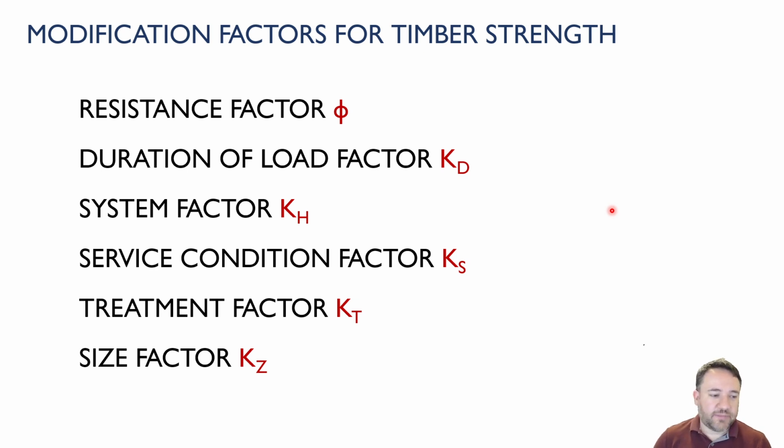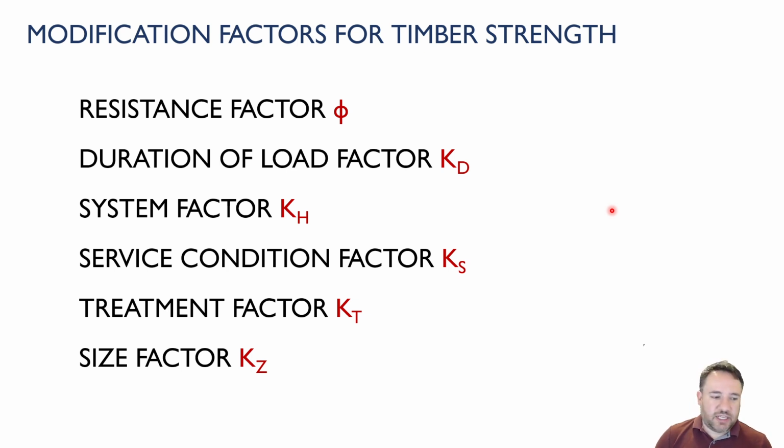System factor, how many pieces are holding up the same load. This is important because wood has defects. So looking at one piece or looking at multiple pieces is a different story. Service condition is how does moisture affect the wood? What moisture content is the wood going to be at when it's in service? Because we know that adding moisture in wood reduces the strength and the stiffness.